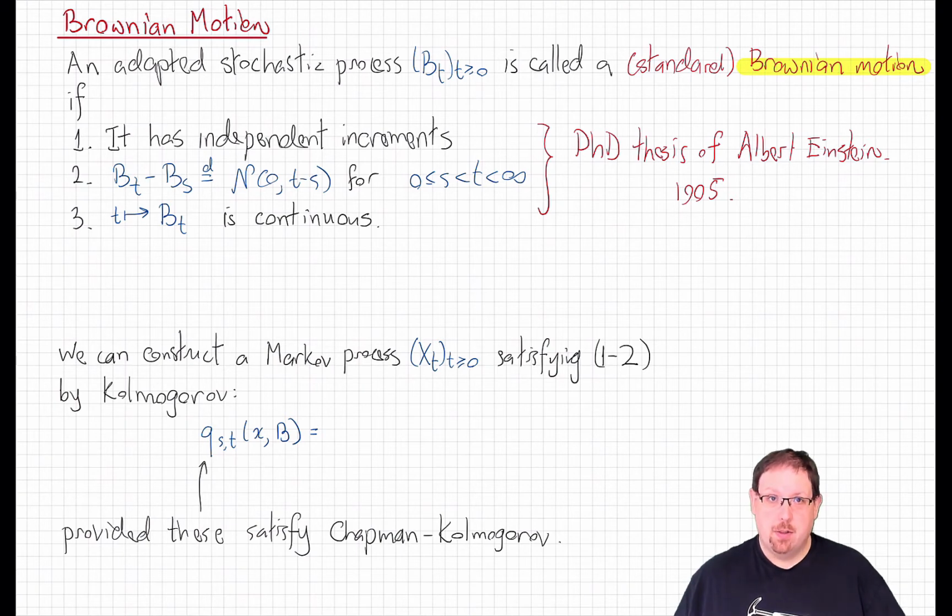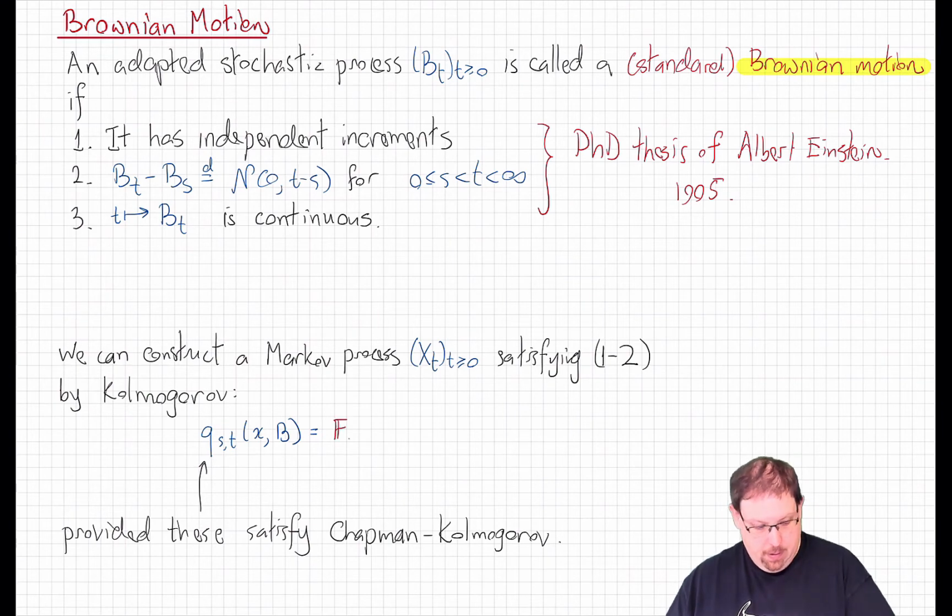But first, let's note, using what we know so far, we can construct a stochastic process with the first 2 properties here, because these describe the finite dimensional distributions of our process. So what we can do is construct a Markov process which satisfies 1 and 2. That is, in order to get those independent increments, as we know from your homework, what we have to do is define our transition kernels, Q_st, of a starting point x and a Borel set B, to be the expected value of the indicator of B of x plus the increment, B_t minus B_s.